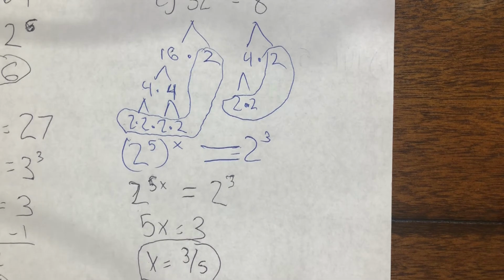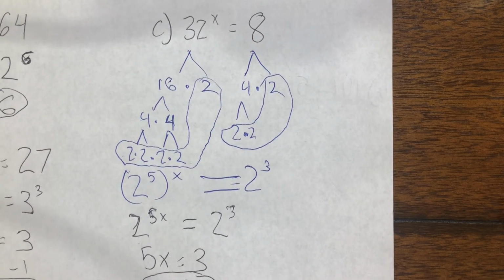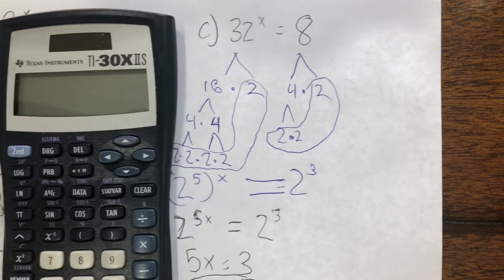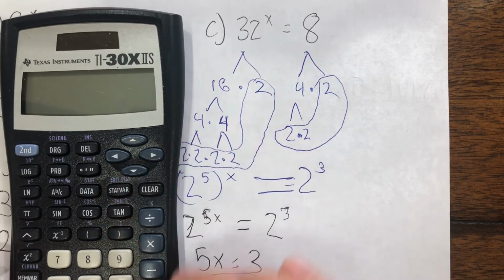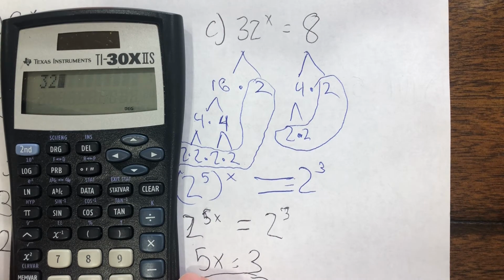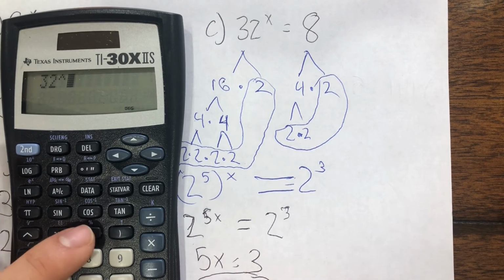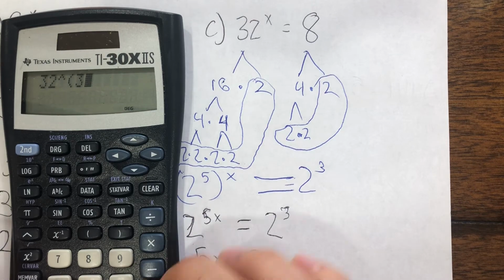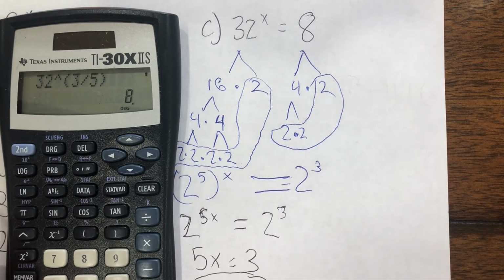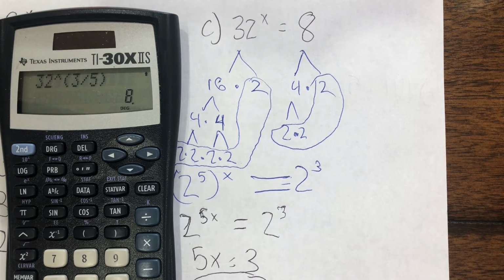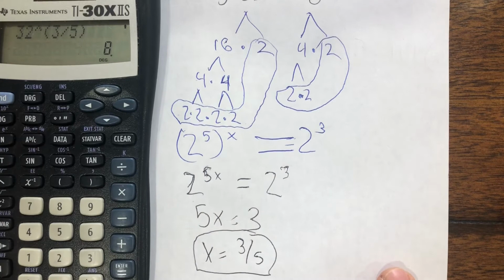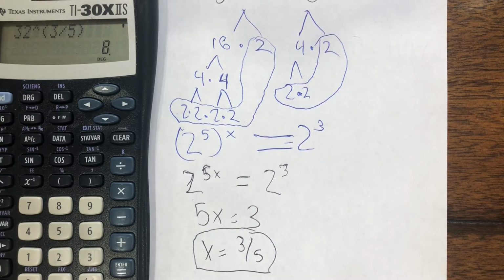X equals 3/5. Now, to double check if we're right, I'm going to plug 3/5 into my calculator as an exponent. So I have 32, up sign, and I'm going to put in parentheses in between the fractions, 3 over 5. And we get 8. So we have 32 to the 3/5 power equals 8. So my answer is right. X equals 3/5. All right.